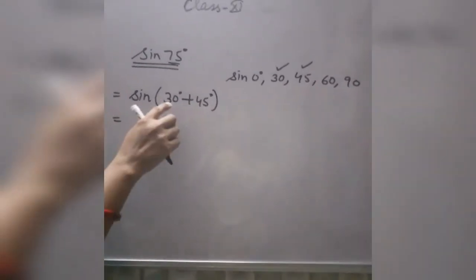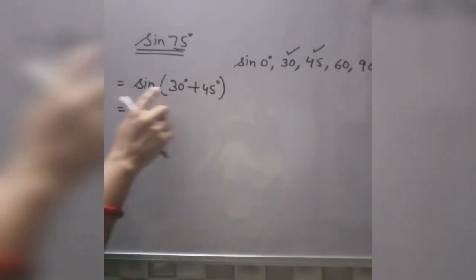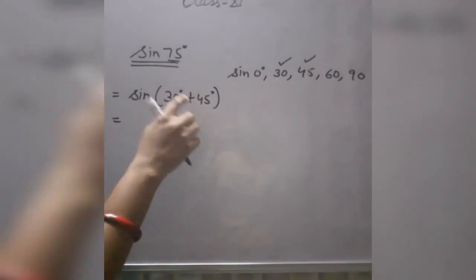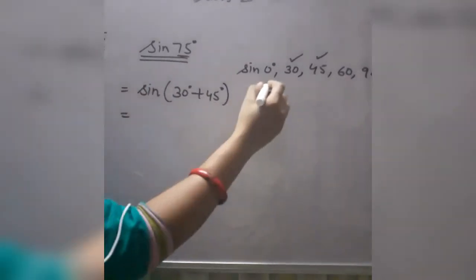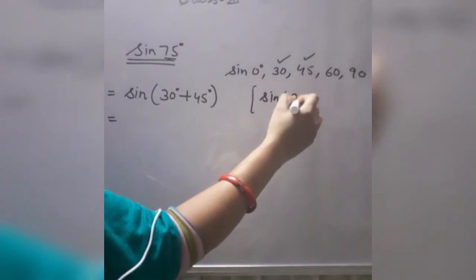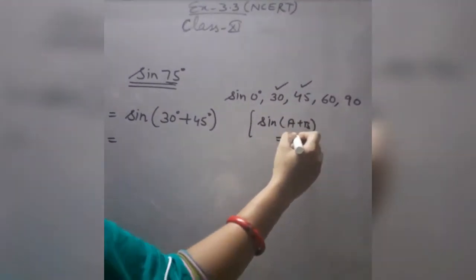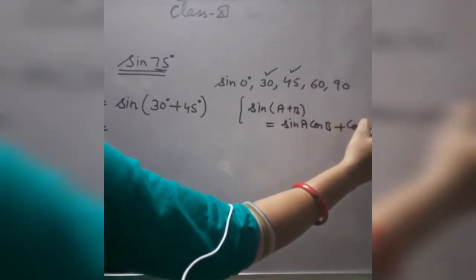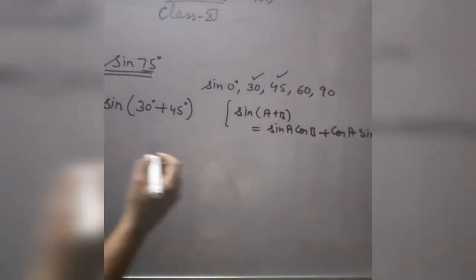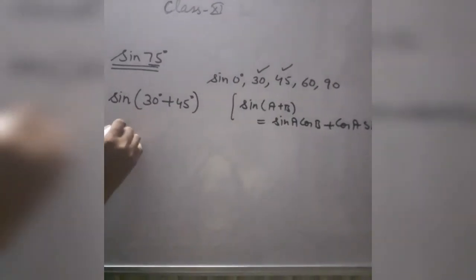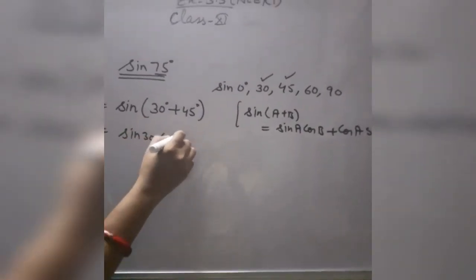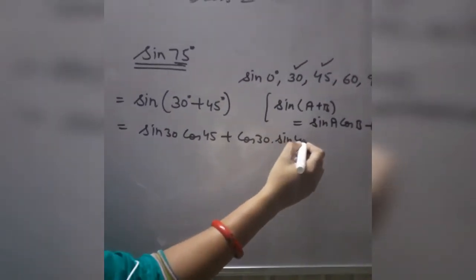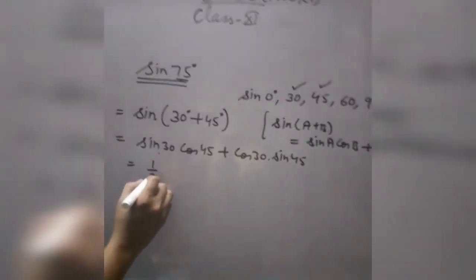that's why this 75 is written as 30 plus 45. Now here this is angle A, this is angle B, and all of you know that this is which form? Sin(A+B). It means you will use the formula of sin(A+B). Just now I explained this formula. Sin(A+B) is equal to sin A cos B plus cos A sin B. So by using this formula, sin(30+45) can be written as sin 30 cos 45 plus cos 30 into sin 45. Value of sin 30 is 1/2.